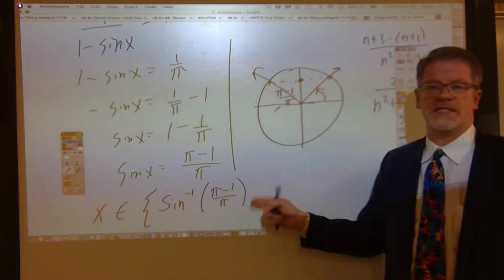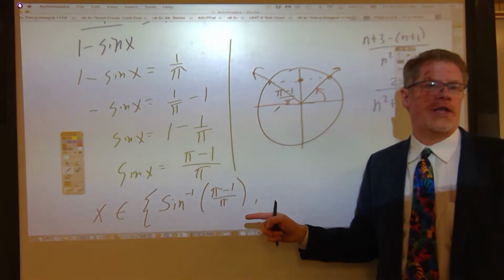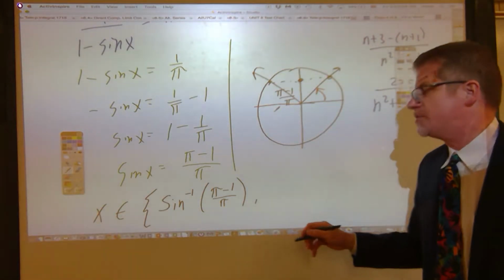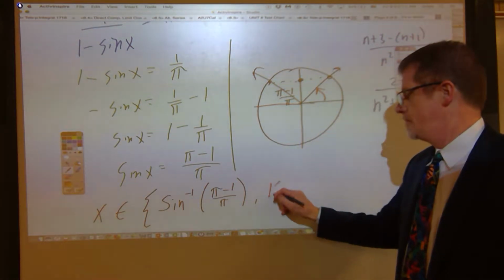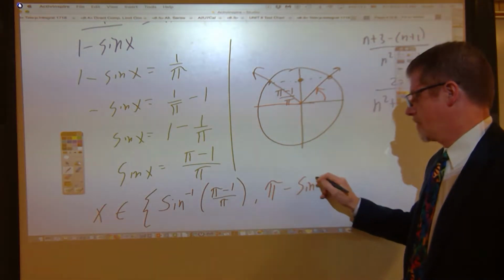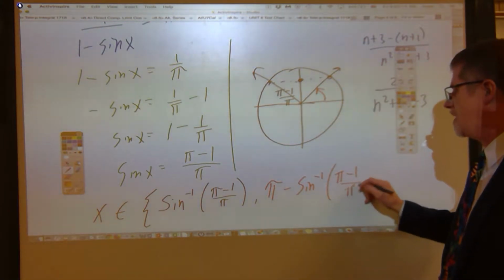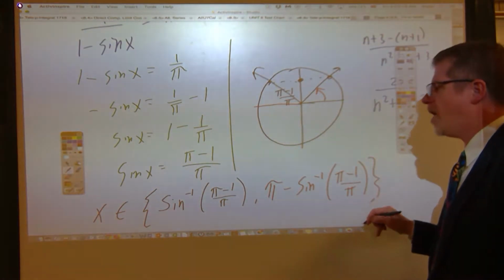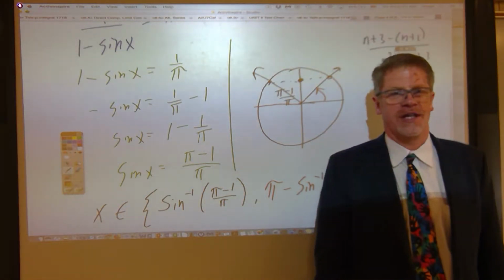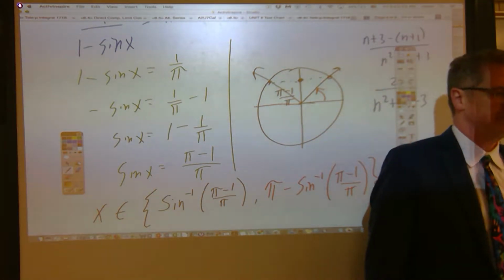So what is this angle? I'll bet you see it. Gwyneth, help me out here. What do you think the quadrant 2 angle is? Pi minus inverse sine of pi minus 1 over pi is right. Any questions on that one?